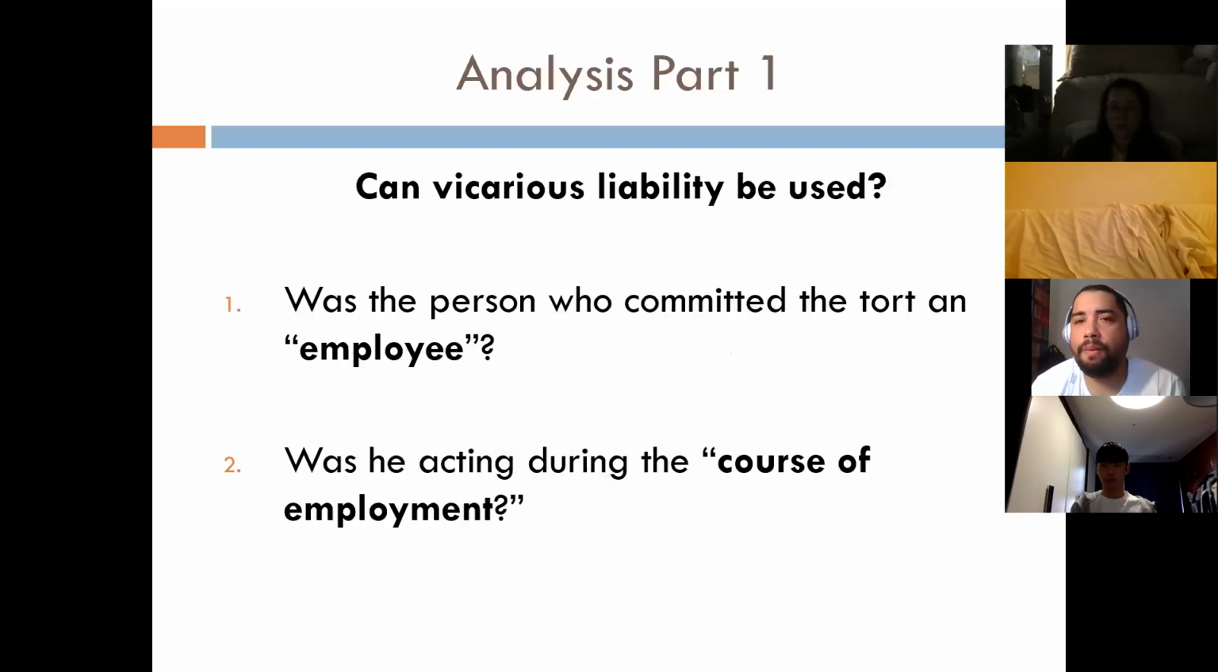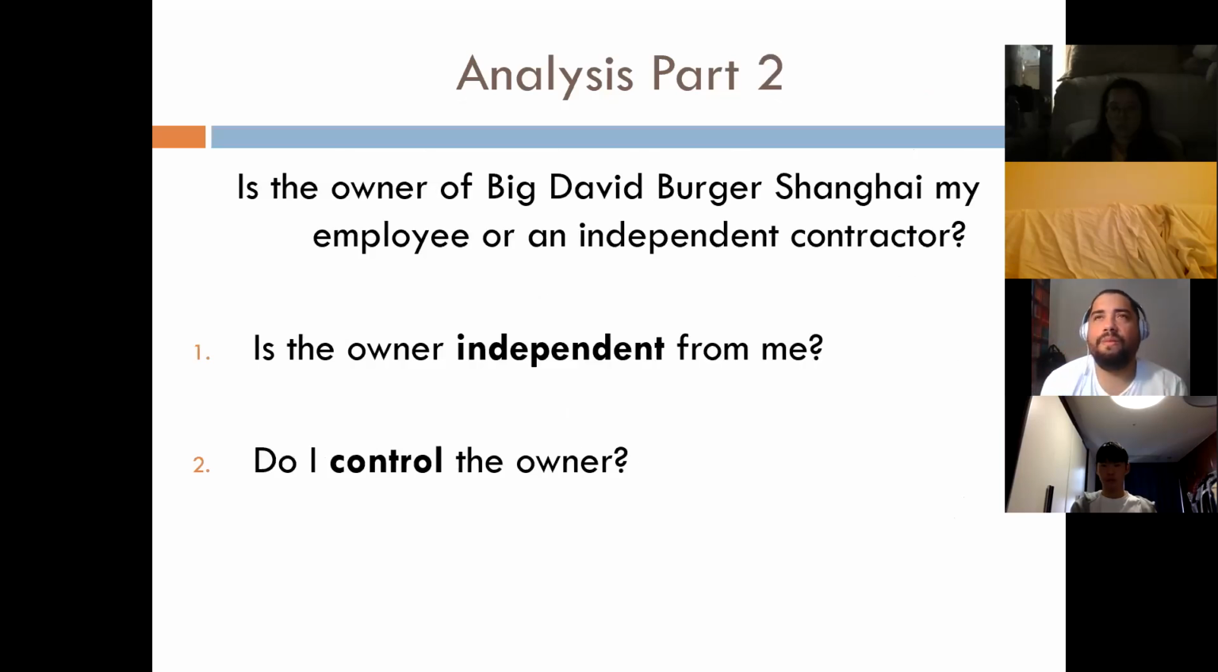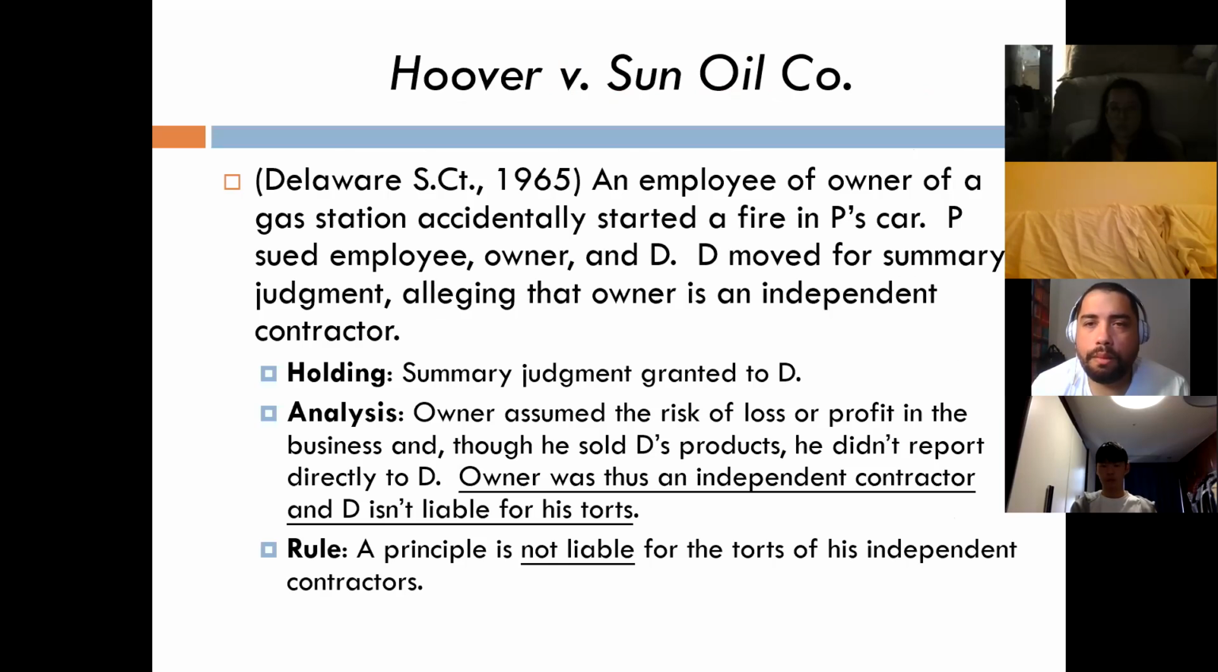So they are not my employees. The owner is independent from me because I don't control the owner. They just use my name. Now, I can tell them you have to use the logo, you have to sell this food, whatever. I could tell them, but I can't control them. And therefore, the owner was an independent contractor, and I am not responsible for his torts. So now we have the number 1 big reason why it matters if someone is an employee or not.